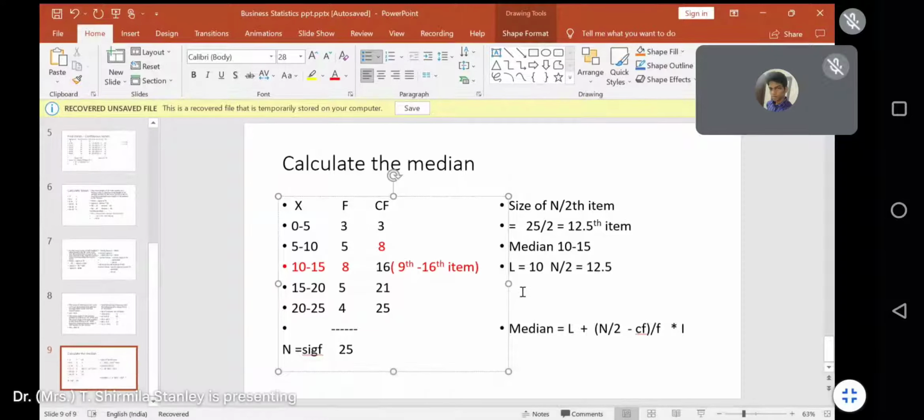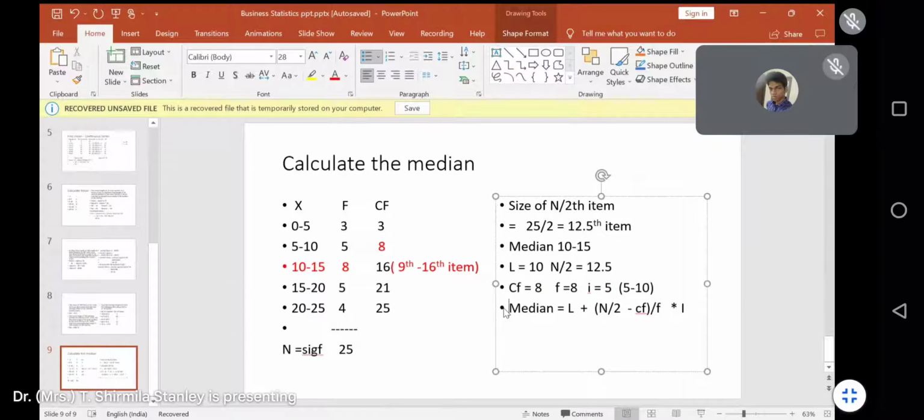So here, what are the things that we need? We have L, we have n by 2. We have identified our CF, which is preceding our median class. And then our F is equal to 8. And our I will be the difference between the class intervals. So the difference is 5 here, for example 0 to 5, 5 to 10, like that. So now try to substitute it here.